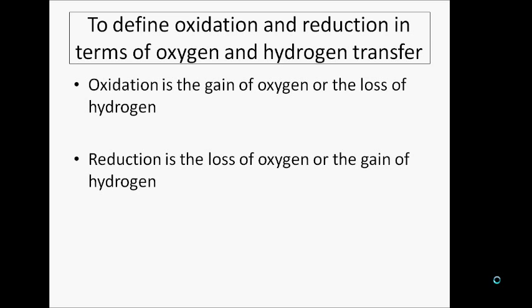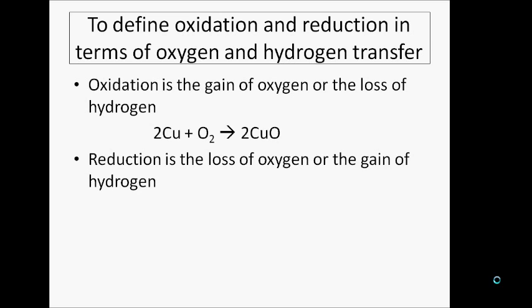Now we can look at some equations to demonstrate this. For oxidation, if we take 2 coppers, which is Cu, and add oxygen to that, it gives us copper oxide. So the copper has gained oxygen, because on the left hand side the copper is just by itself, and on the right hand side it's chemically joined with the oxygen. So the copper has gained oxygen, so therefore it's been oxidized.